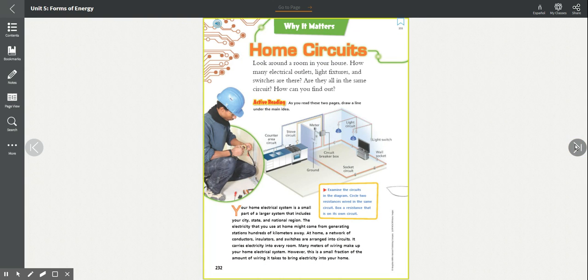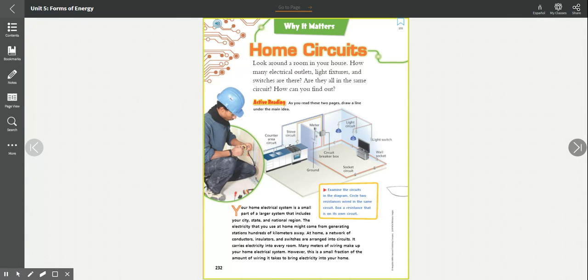Why it matters. Home circuits. Look around a room in your house. How many electrical outlets, light fixtures, and switches are there? Are they all in the same circuit? How can you find out? Active reading. As you read these 2 pages, draw a line under the main idea.